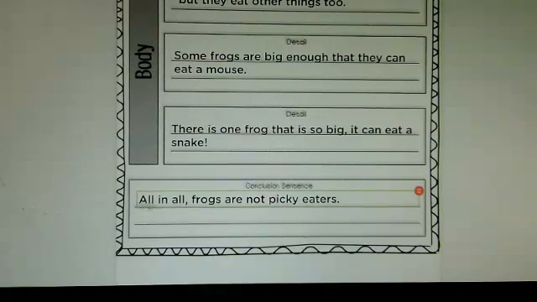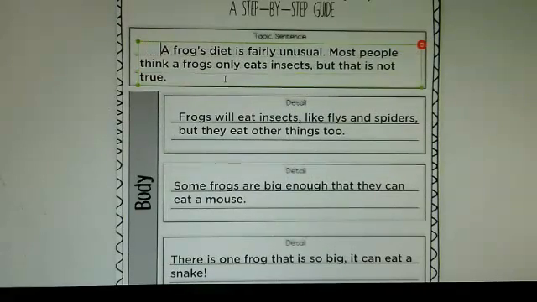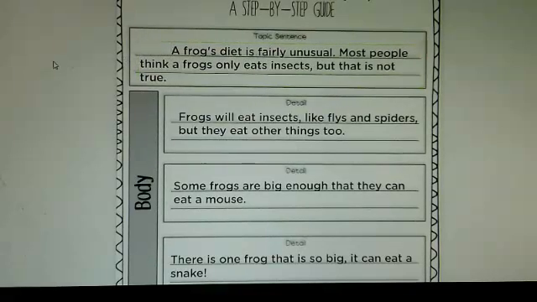I used one of my conclusion sentence starters, all in all, and I said, all in all, frogs are not picky eaters, which is true. They eat anything. So here is my next paragraph. Oh, you know what I forgot to do? I forgot to indent, so I'll do that now. So here we go. It says a frog's diet is fairly unusual.